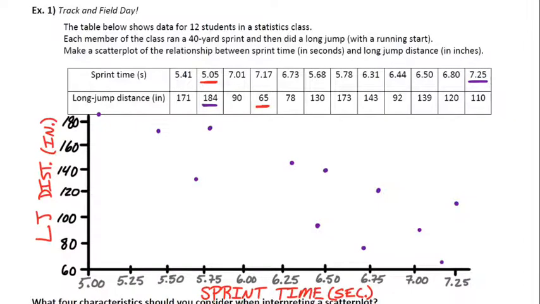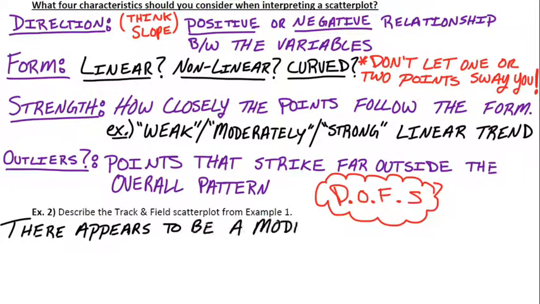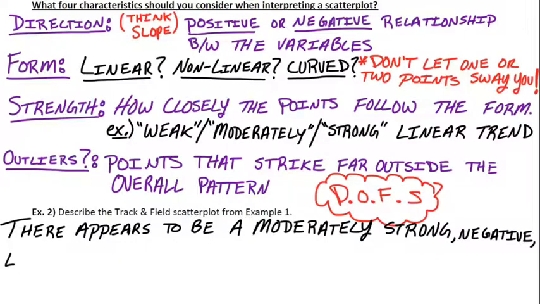So, using the tools, let's go back to where we were. We can say it in one sentence if you're really good at this. So, there appears to be, because we didn't actually do any calculations yet, a moderately strong, negative, linear association.